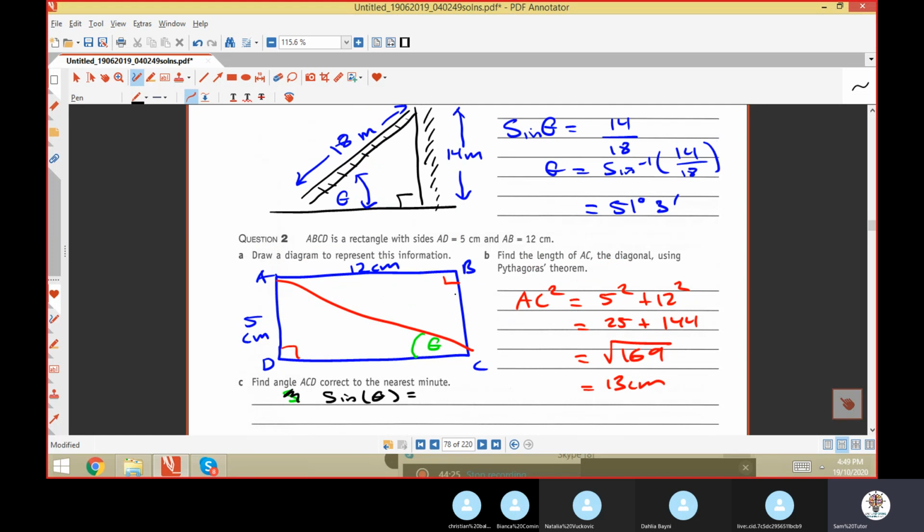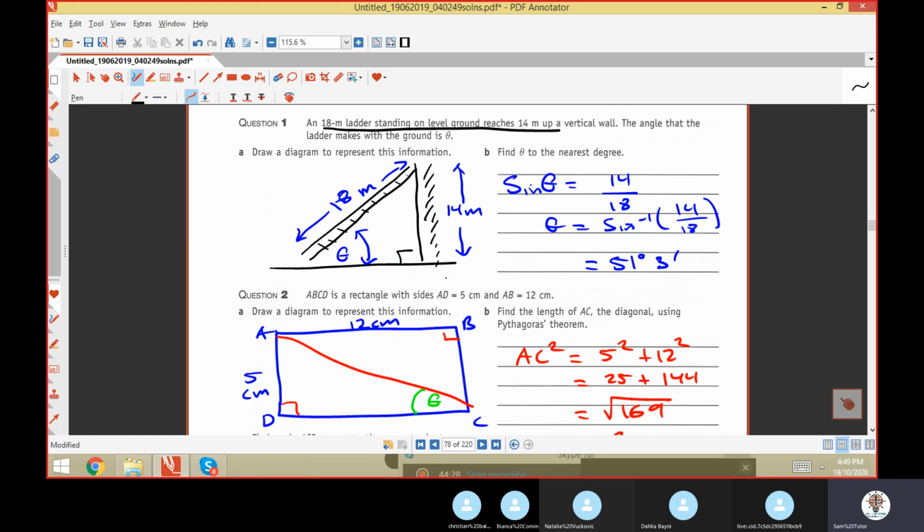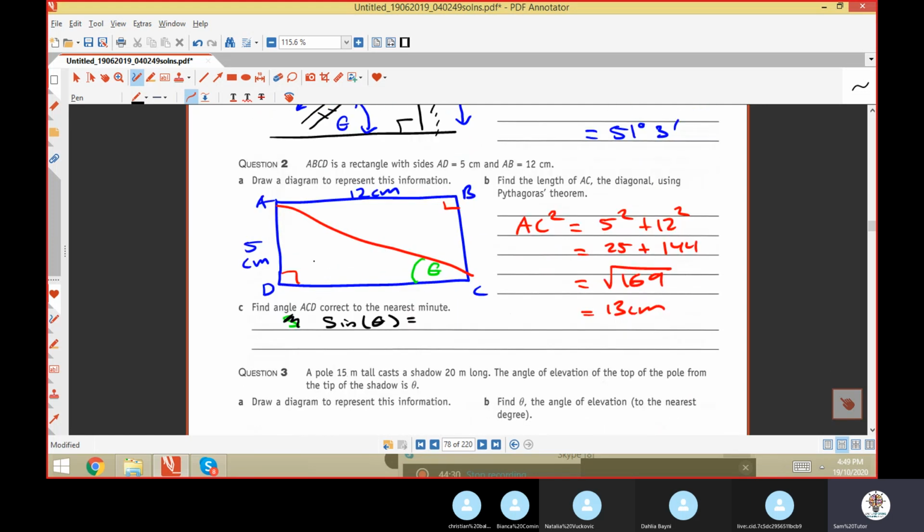Did you guys want to do it without looking at it? Oh yeah, I did look at it. Oh, okay, I just checked to see. So AC is the thing? Diagonal. AC is the diagonal. Yes. It's 13, yeah, it's 13.